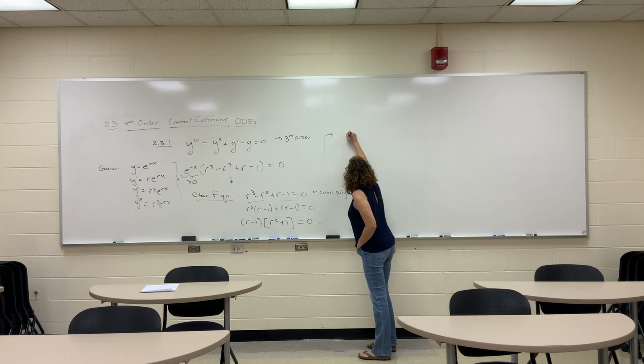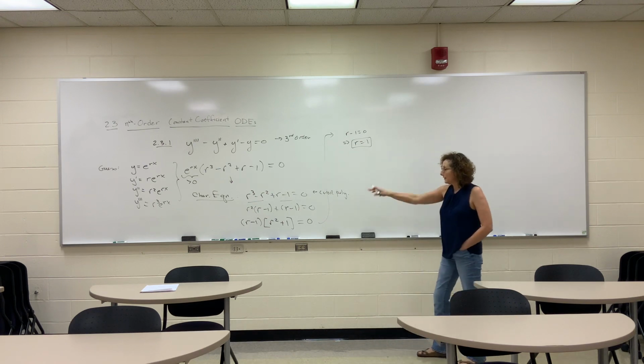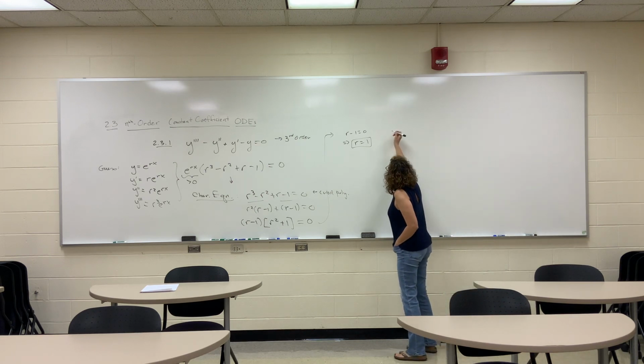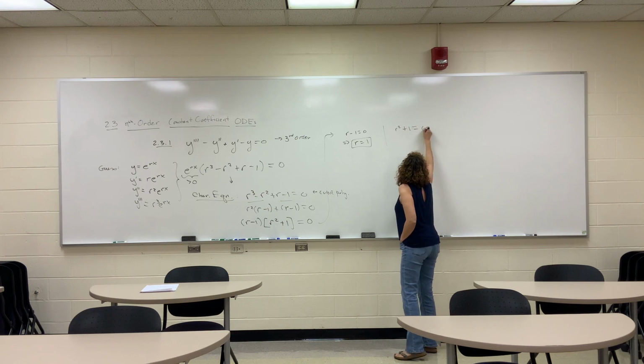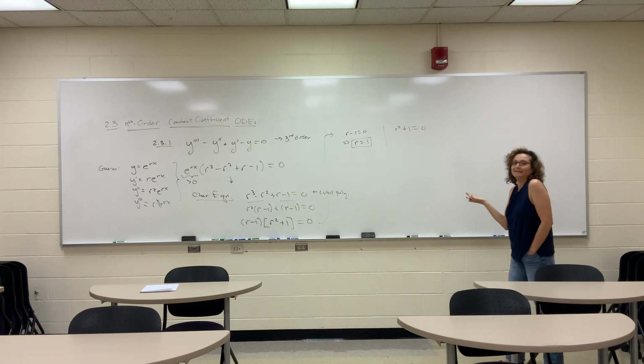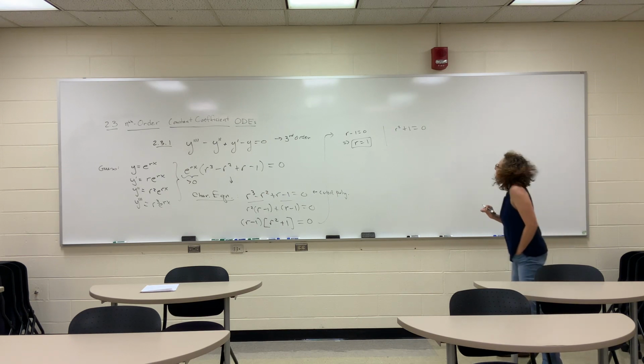So what do we get? We got r minus 1 is 0. That's the outer factor, and that gives us r equals 1 is a root of this cubic polynomial. So we've got at least 1 real root. Well then what does that leave? That leaves r squared plus 1 is equal to 0. Does that factor? Well, that's a trick question now, isn't it?